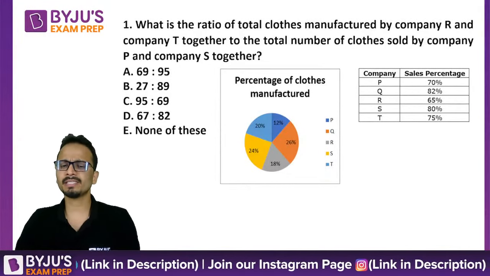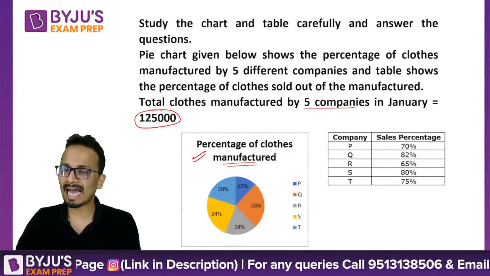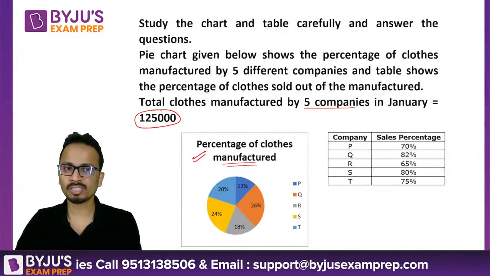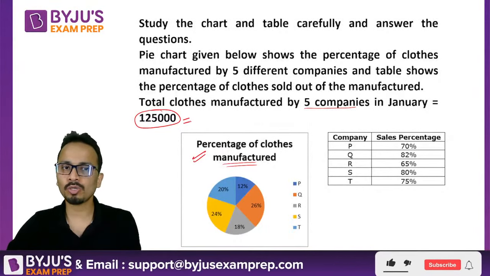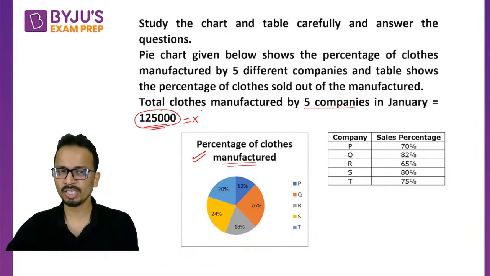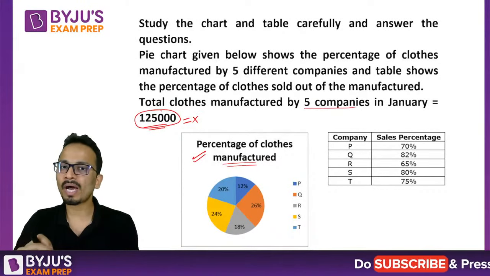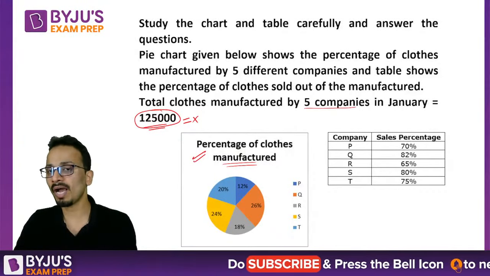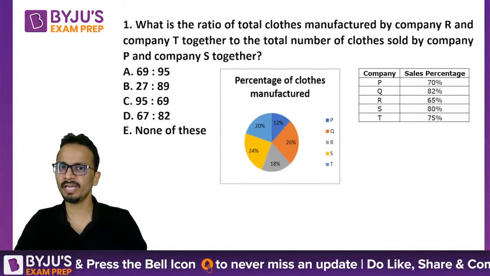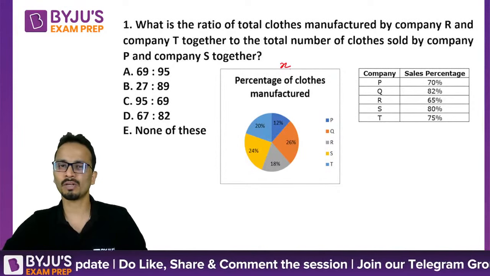this particular set is a perfect example which will show you that you don't have to do calculations completely. This is a perfect example in which the total value of the number of cloths manufactured will not be used. So please try not to write this number again and again. Whenever required, use this number. Whenever not required, don't use this number. The first question is asking you about the ratio. Now, the total number of cloths manufactured you can assume as X. X assume kar lo. ठीक है?